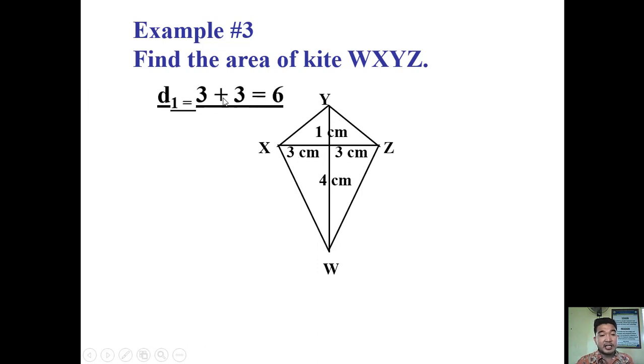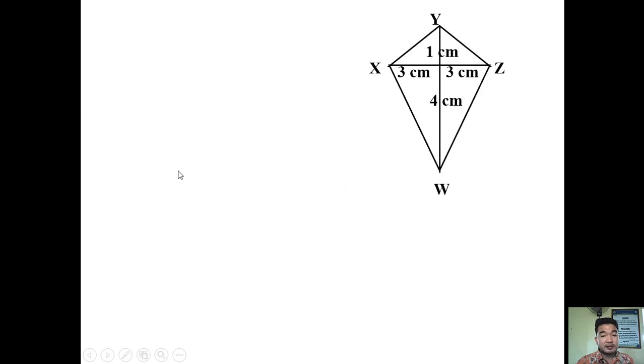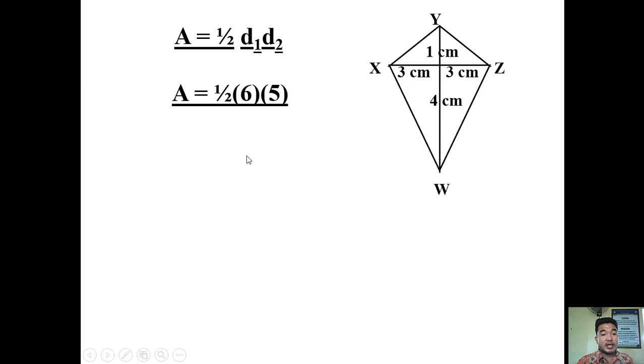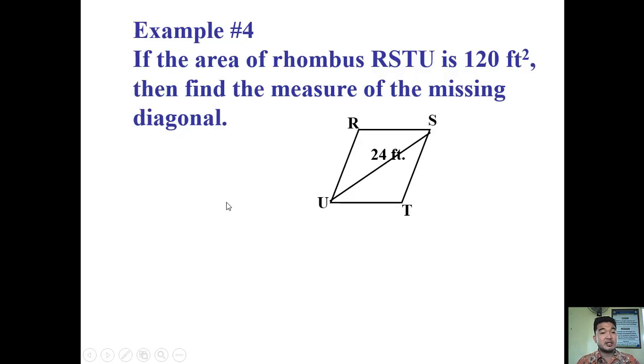So to find the area, that is 1/2 of the diagonal 1 times the diagonal 2. So you will have 1/2 of 6 times 5. So that is 15, because 6 times 5 is 30 and 1/2 of that is 15 square centimeters.